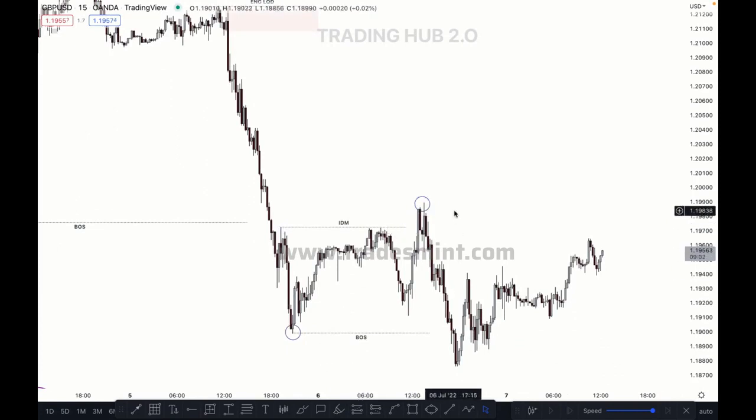Okay, so some people ask me how we identify that price will reverse here and will not tap here. You have to switch to a lower time frame to see how price is actually developing.